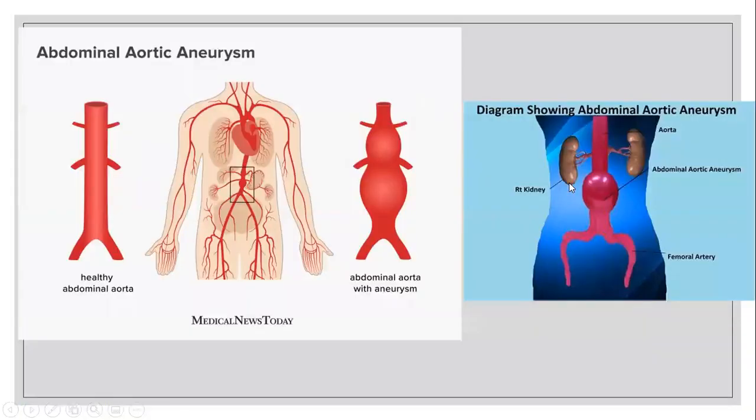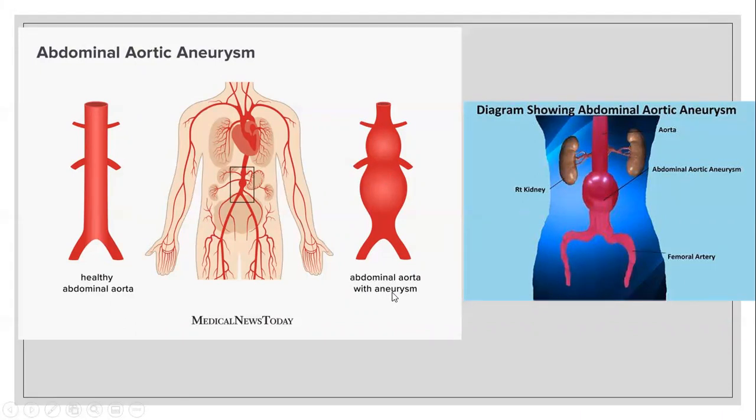So this is the picture we can see, right? It is a normal, healthy abdominal aorta. In this picture, we can see the abdominal aorta. This is the thoracic part of the aorta. Then aortic bifurcation occurs. If there is any pathology, the aortic wall is weaker, so it easily bulges outward. So this is an abdominal aorta with aneurysm.